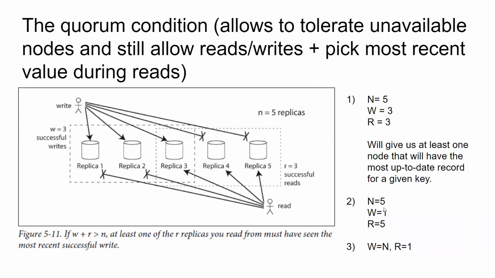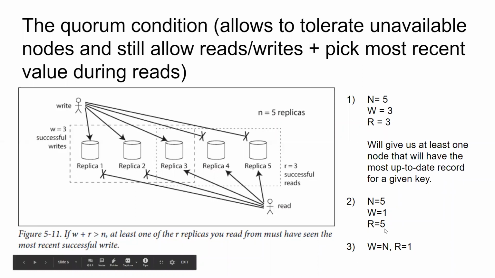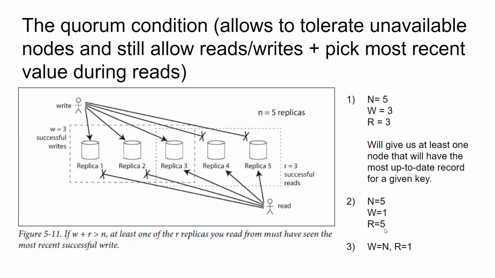I have given some other examples. Let's say you look at the second scenario where you're setting write to 1 and read to 5. The equation will still be satisfied: 1 plus 5 is greater than 5, and there is an overlap there. What do you think would be the pros and cons of setting these consistency levels? Like if I set write to 1 versus a higher number.